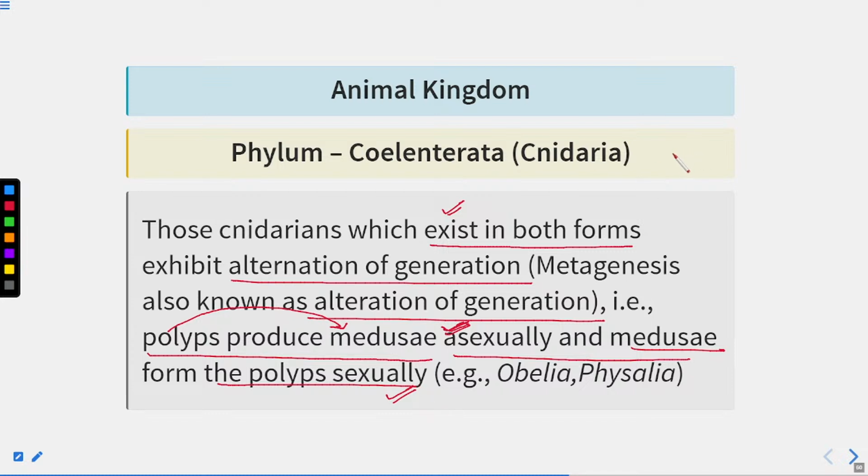Some organisms, like Hydra, show only the polyp form. But there are some organisms that show both polyp and medusa in their life cycle, for example Obelia and Physalia. And this point you must remember: polyp can produce the medusa stage by the asexual method, and medusa can develop the polyp form by the sexual method, right?